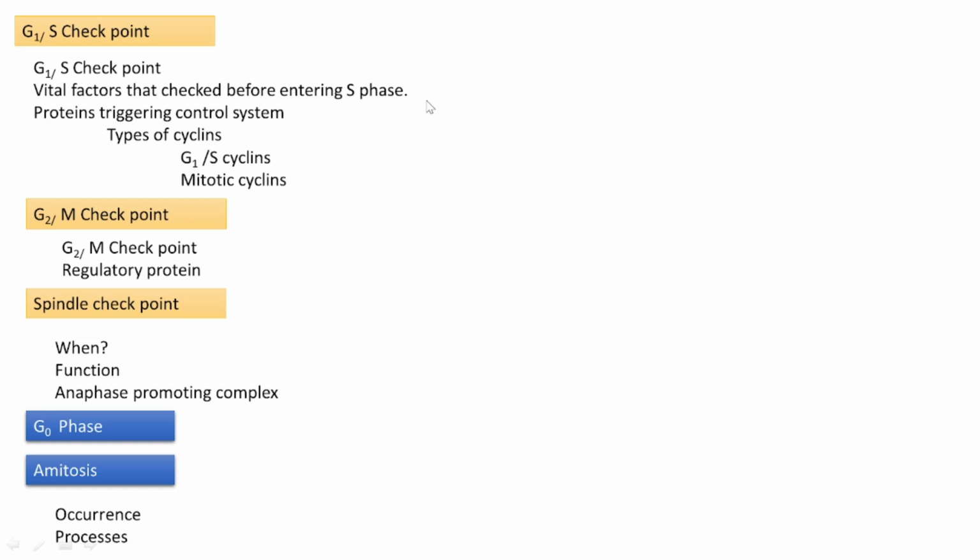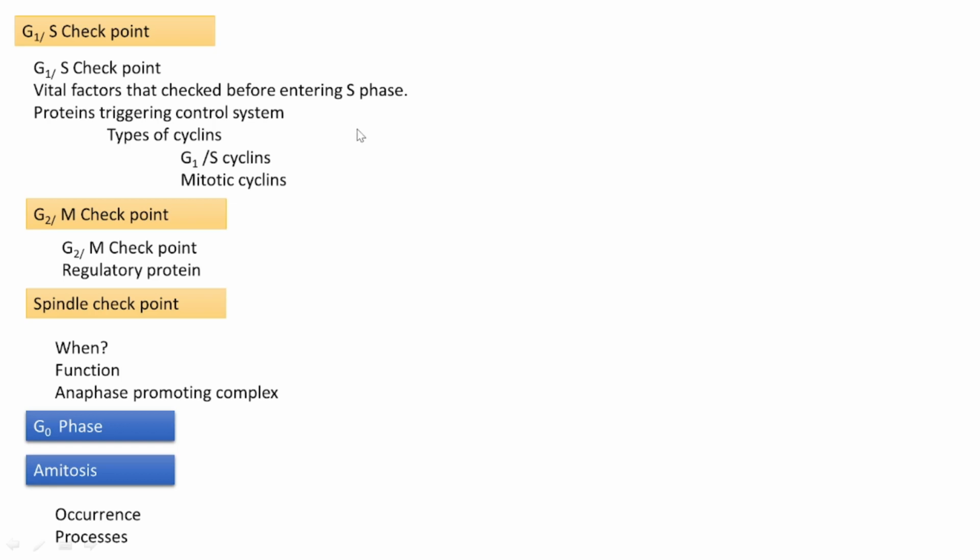The third one is whether the positive signal to proceed to the S phase is there or not. That also needs to be confirmed. What is that positive signal? I will explain next. The other thing the cell needs to confirm is whether the DNA is intact or not. Is it damaged or not? That also needs to be checked before entering the S phase.